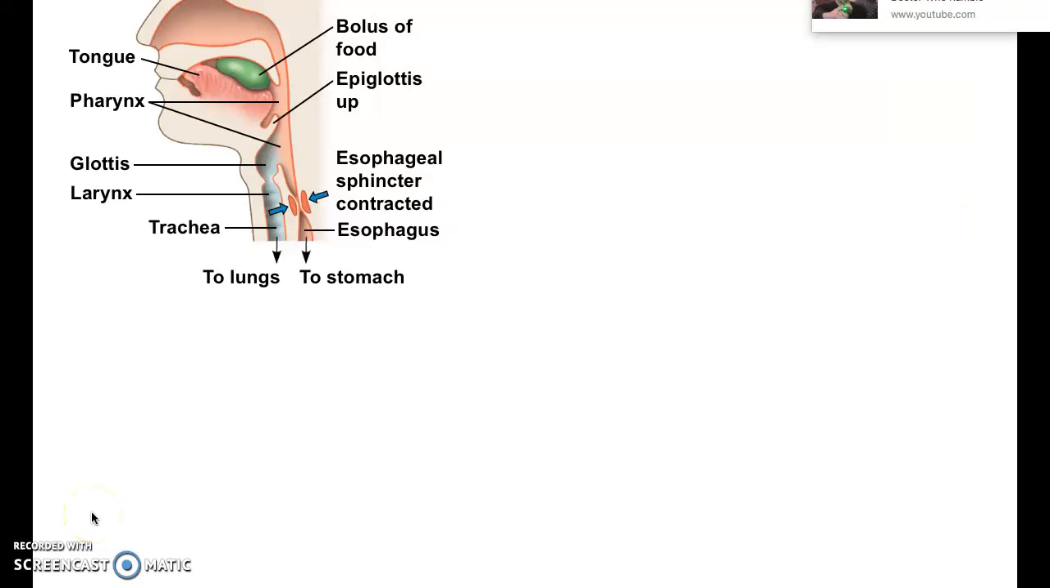Now for part three. In part three, we're going to basically break down the digestive system into different parts and look at how each one of them functions. Let's start with the first part, which is the tongue and the mouth. Remember, this is where mechanical digestion takes place, which is done by the teeth.